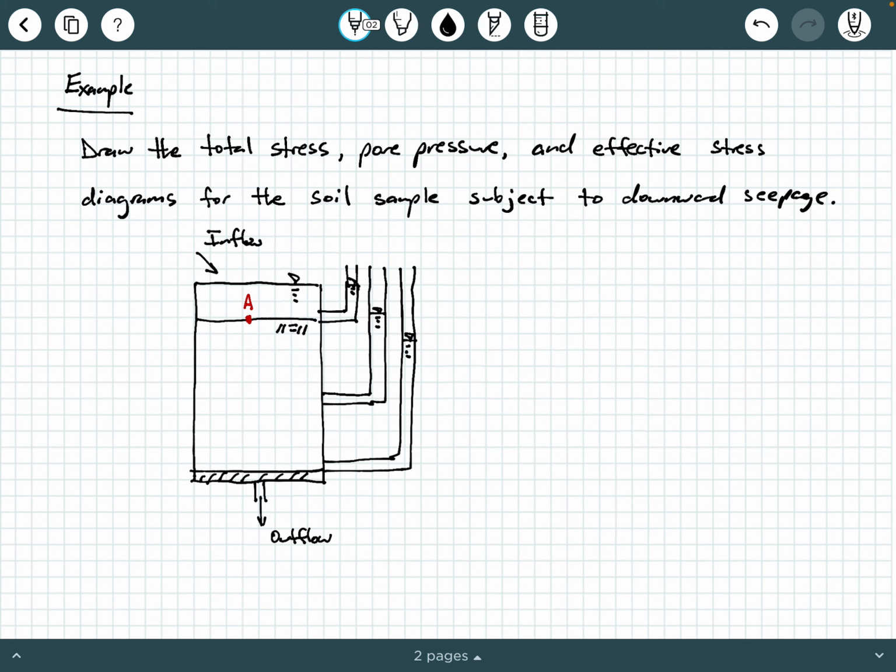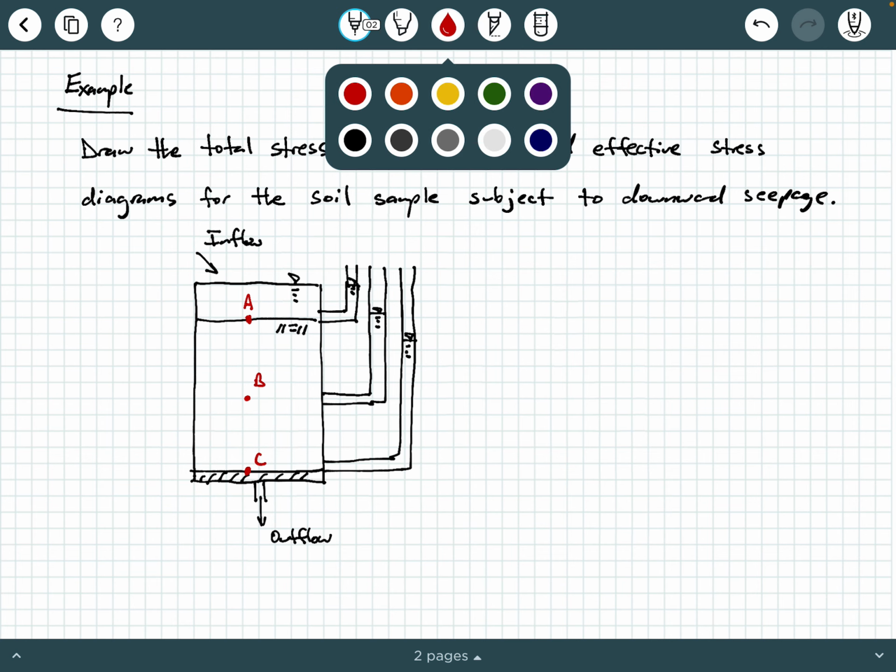So if you take a look at the subsection in the textbook on downward seepage, there's an explanation on this. But for the case of downward seepage, your piezometric head gets lower as you go deeper below the top of the sample. So in the middle of the sample, we're going to have a point B here. And then at the base of the sample, we're going to have a point C that we're interested in.